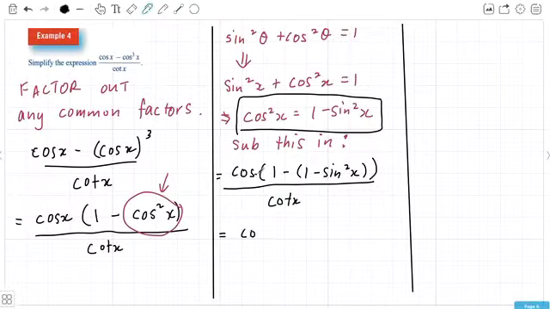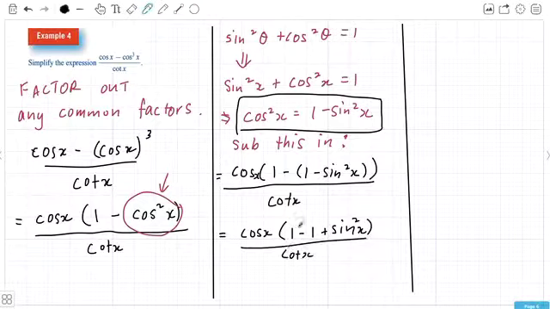Expand the bracket. Forgot about the x there, that's a very important thing to have. And then we're negating the signs here, and still got cot x underneath. They're going to cancel. So all we're left with, which is quite nice, is the cos x times what's in the bracket, which is just sine squared x over cot x.